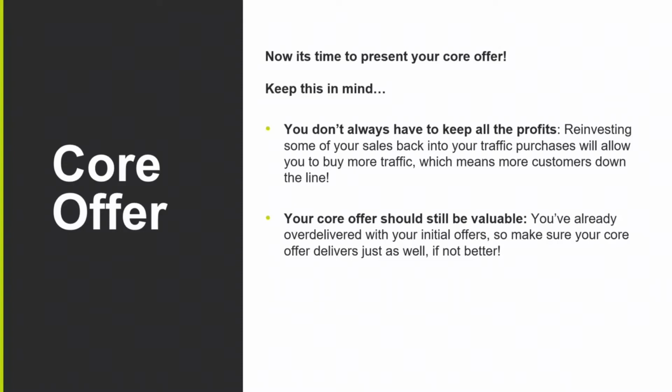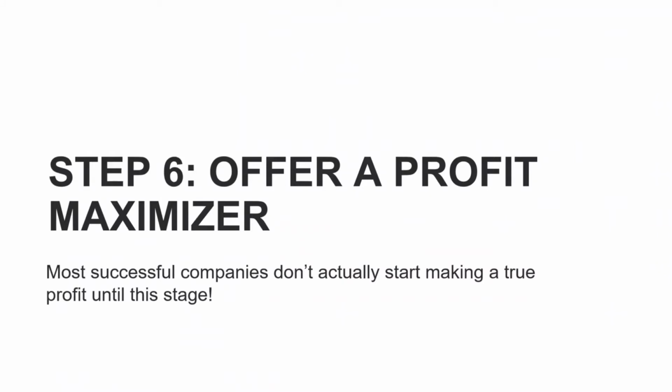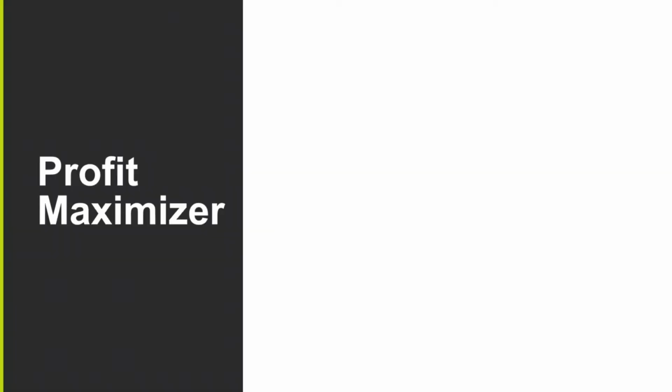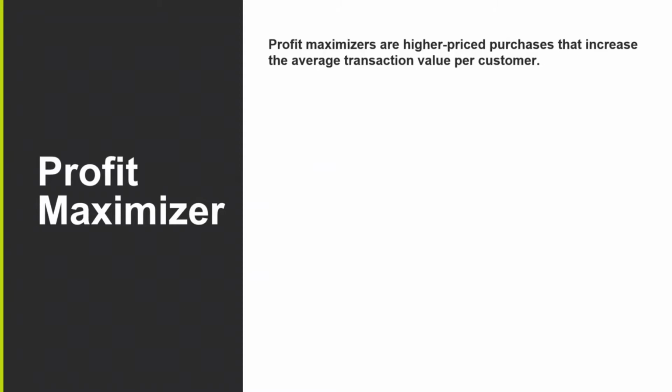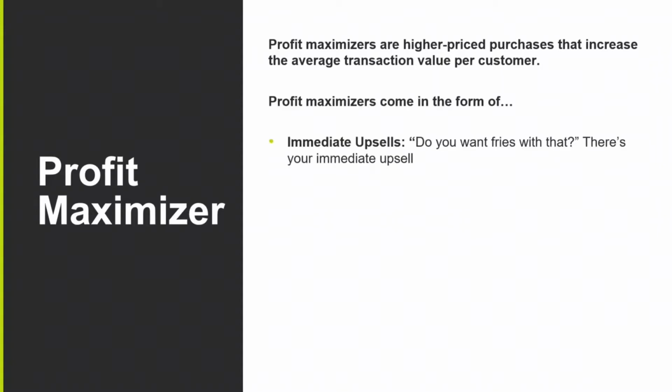Your core offer should be very valuable still, of course, and then you go on to a profit maximizer. So the most successful companies don't actually start making a true profit until this stage. So a profit maximizer is a high-priced purchase that increases the average transaction value per customer. So maybe this is like a big ticket, landscape yard overhaul that's $30,000 or something like that.